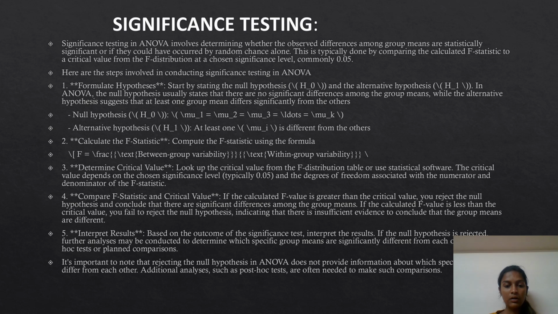After that, we have to interpret the result. Based on the outcome of the significance test, we interpret the results. If the null hypothesis is rejected, further analysis may be conducted to determine which specific group means are significantly different from each other, using post hoc tests or planned comparisons. It's important to note that rejecting the null hypothesis in ANOVA does not provide information about which specific group means differ from each other. Additional analysis such as post hoc tests is often needed to make such comparisons.